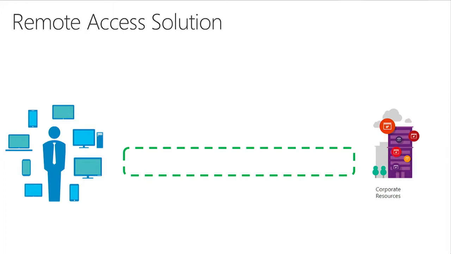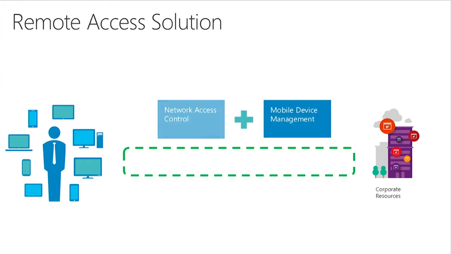Taking all of this into account, in Windows 10, we see remote access and VPN as a combination of three areas. It is mobile device management for easy deployment and worry-free maintenance, network access control to provide the security that the IT admins want, as well as the secure tunnel over the internet from any device class.